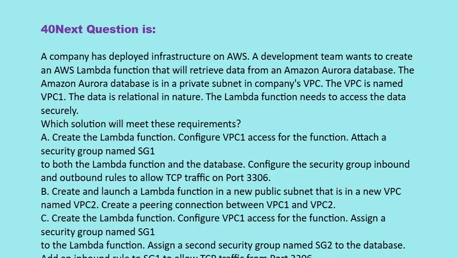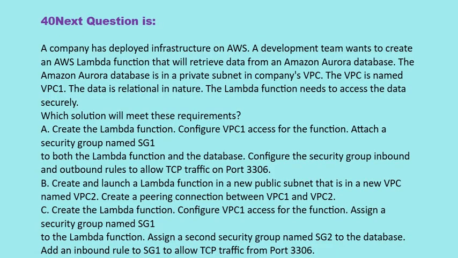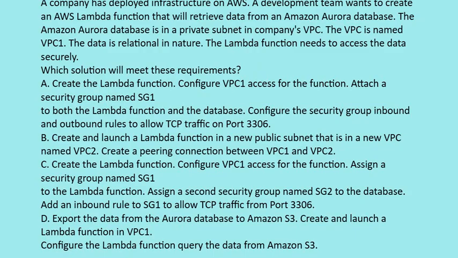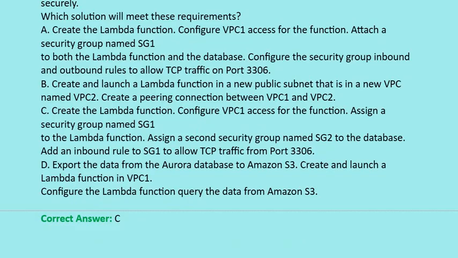Option C. Create the Lambda function. Configure VPC1 access for the function. Assign a security group named SG1 to the Lambda function. Assign a second security group named SG2 to the database. Add an inbound rule to SG1 to allow TCP traffic from port 3306. Option D. Export the data from the Aurora database to Amazon S3. Create and launch a Lambda function in VPC1. Configure the Lambda function to query the data from Amazon S3. Correct answer is option C.